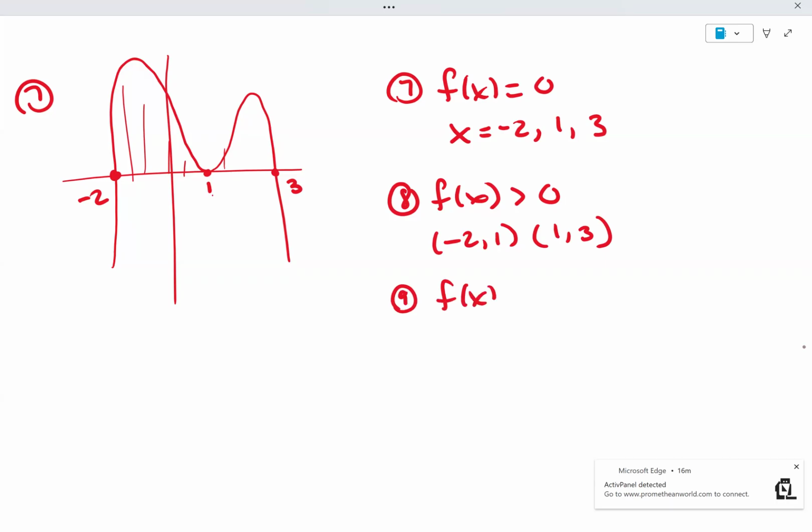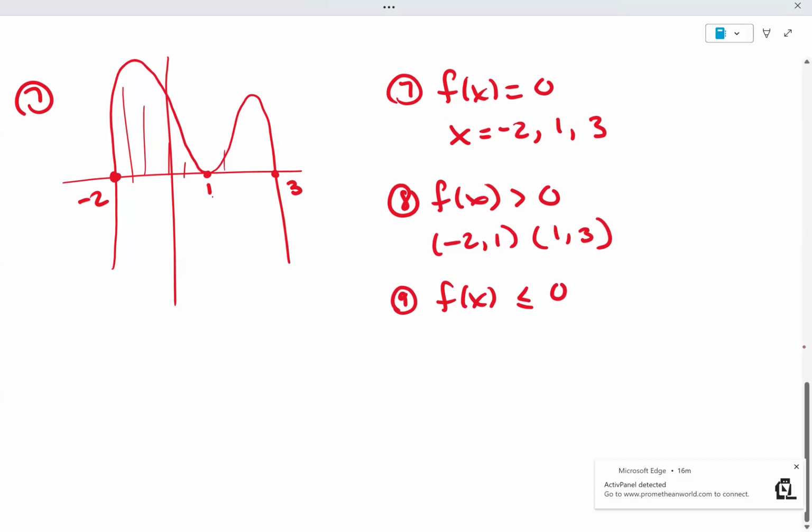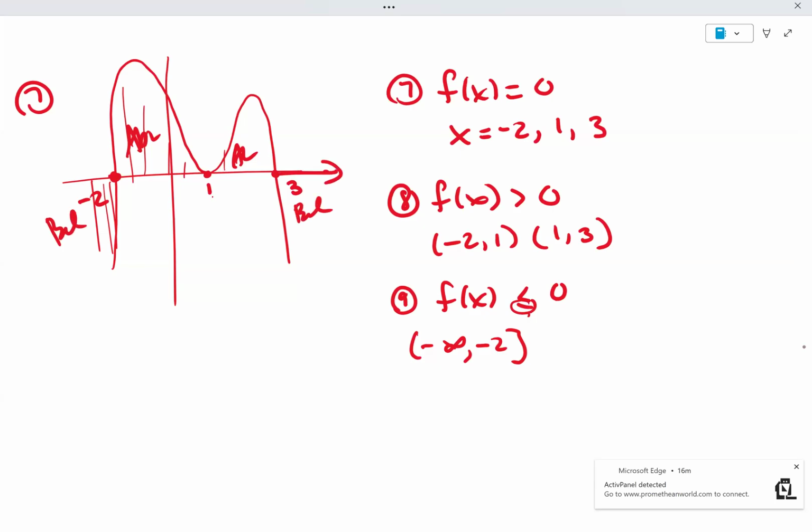In number 9, for what x's is the function less than or equal to 0? Where's the graph below the x-axis? That's from -infinity to -2 bracket. I've got to include it now because it's equal to 0, and it equals 0 at -2. So here it's all above, this is below, and this is below from 3 to infinity.